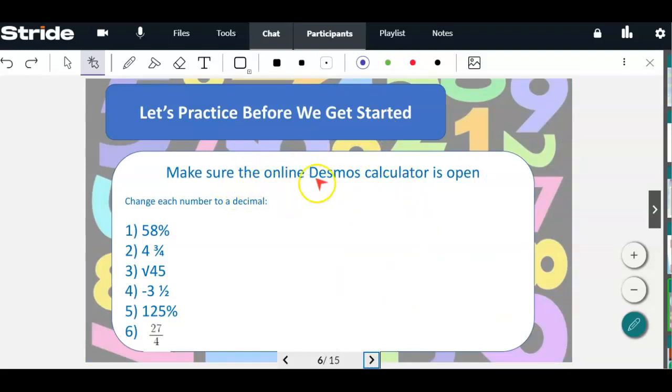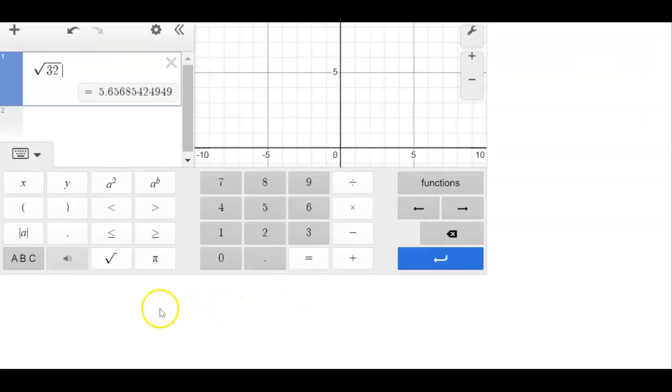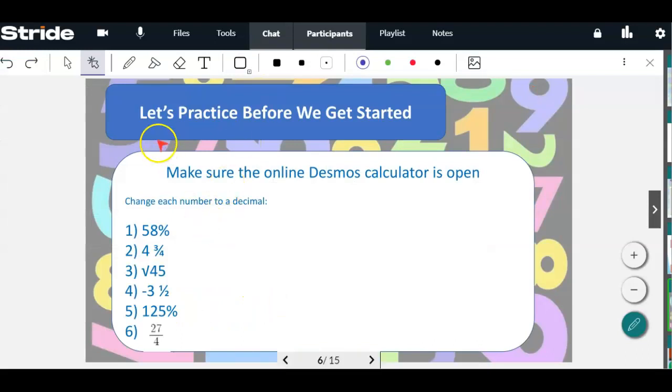It says make sure the online decimal calculator is open. So it says change each number to a decimal. All right, so 58%. You don't have a percent key on here, so let's just recall. 58% is the same as 58 over 100, and really the easiest way to change a percent to a decimal is to move this decimal over here. It's like dividing this 58 by 100, so it's 0.58.